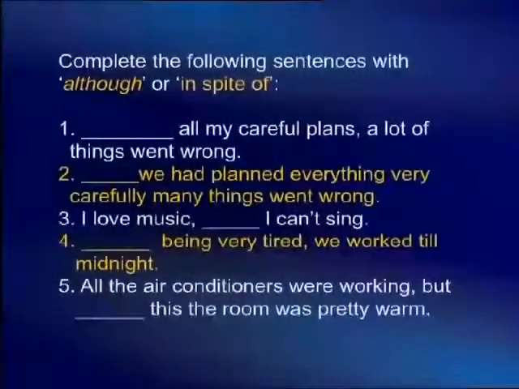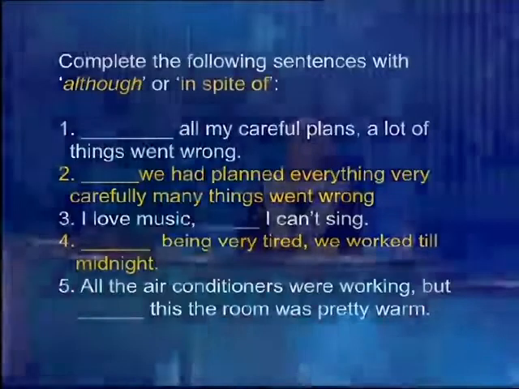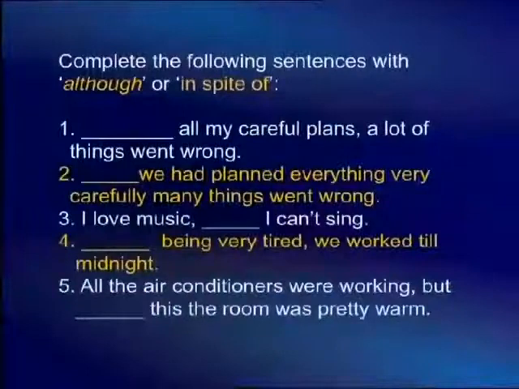Number 2. We had planned everything carefully. Many things went wrong. Same meaning. Both sentences, sentence 1 and 2, have the same meanings, but notice that the structure is different. One has taken in spite of. So this one is although. Although we had planned everything very carefully, many things went wrong. Number 3. I love music. I can't sing. You can't have I love music in spite of I can't sing. It has to be I love music, although I can't sing.